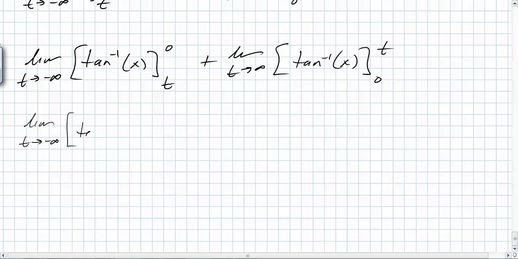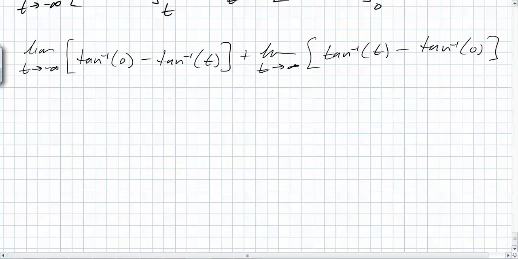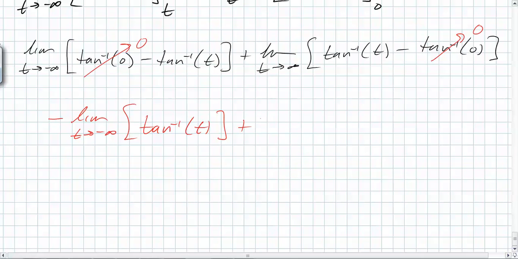Give it a second. It's the limit of tan inverse of 0 minus tan inverse of t, plus the limit as t goes to infinity of tan inverse of t minus tan inverse of 0. What's tan inverse of 0? 0. Thank you. And this is what? 0. Oh, wrong one. See, it does matter if I'm sloppy. So it goes to 0. So you end up with the opposite of the limit as t goes to negative infinity of tan inverse of t plus the limit as t goes to infinity of tan inverse of t.